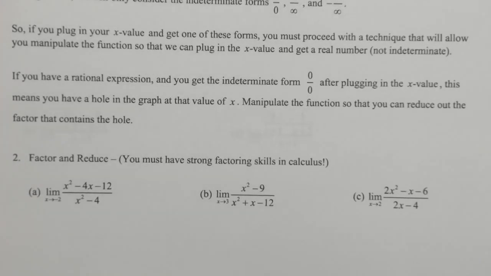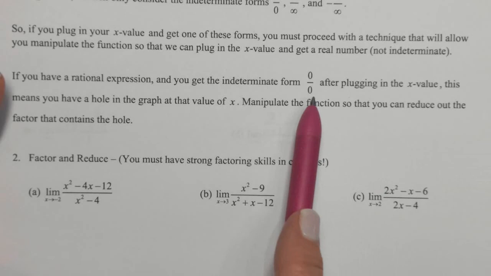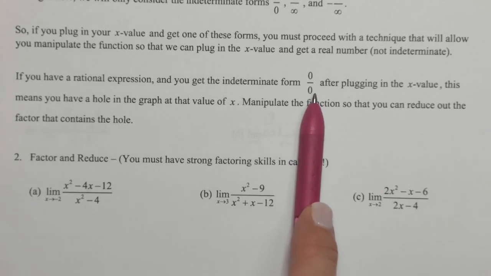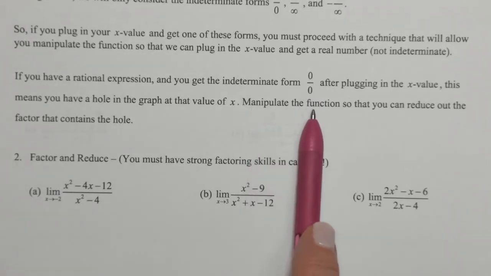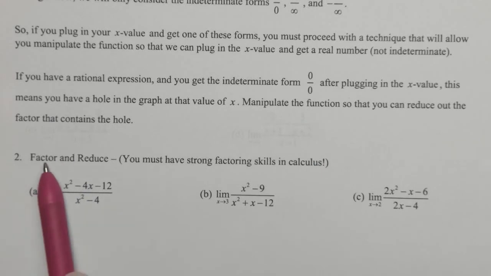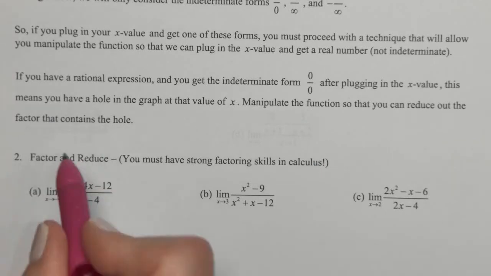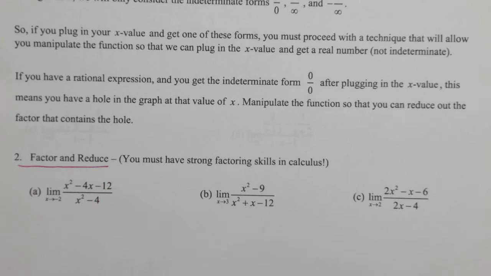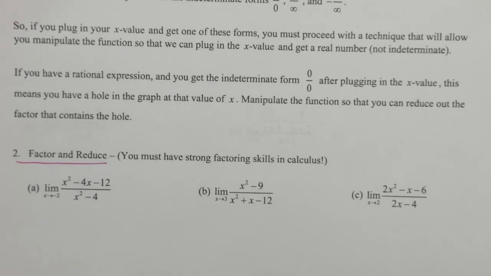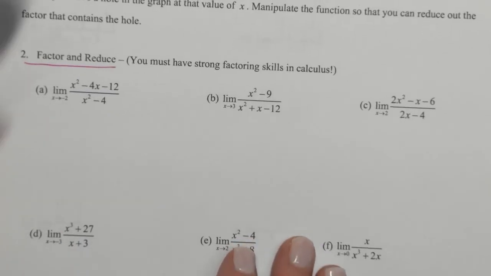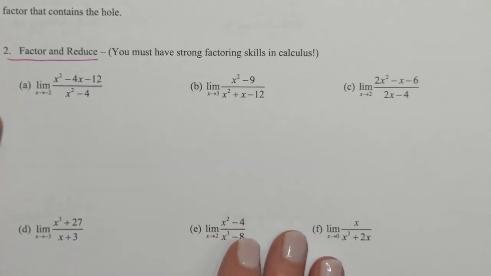If you have a rational expression and you get the form 0 over 0, this means you have a hole in the graph at that value of x. And the goal will be to manipulate the function so that you can reduce out, cancel out, the factor that contains the hole. So the next technique is factor and reduce. The first technique was substitution, and the second one is factor and reduce. You must have good, strong factoring skills for calculus.